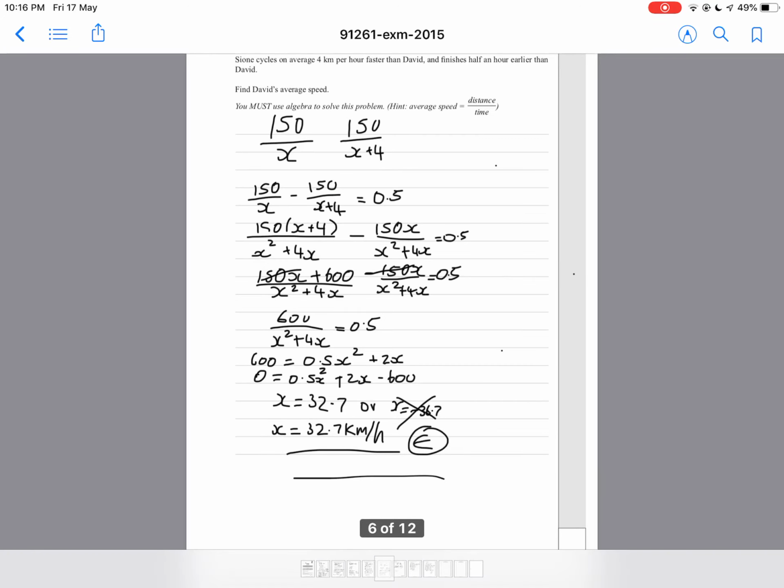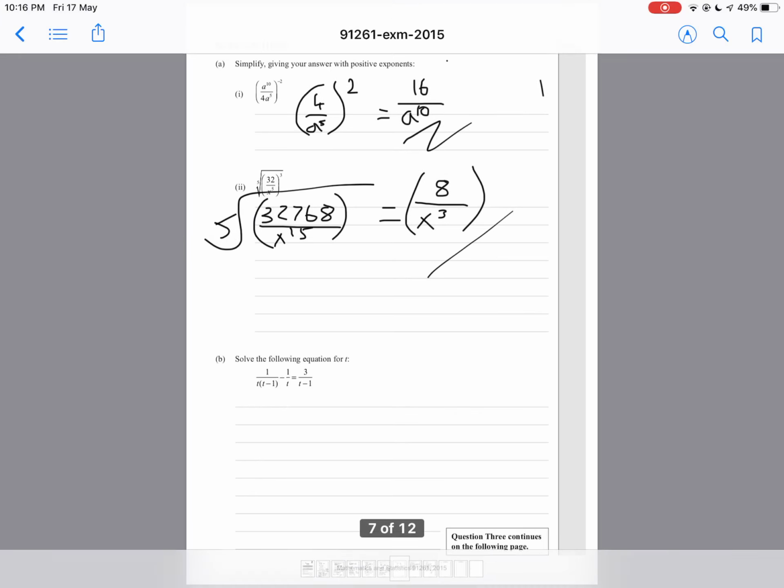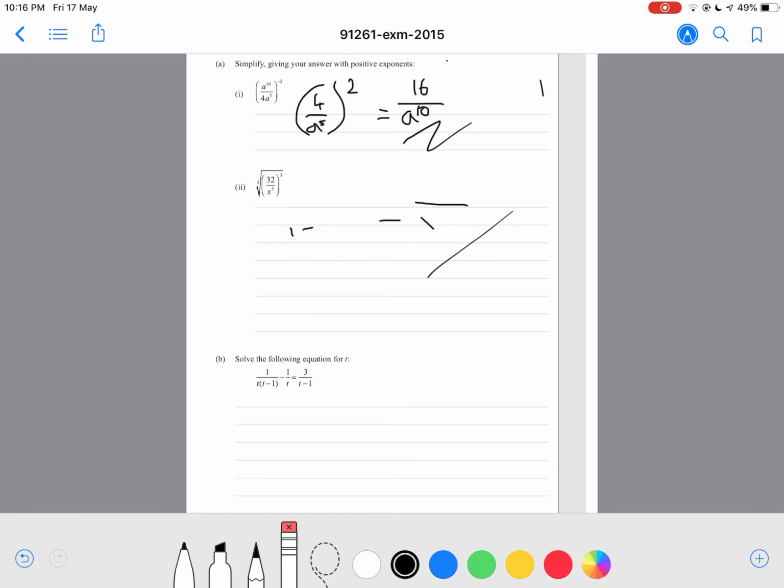Okay, so we'll move on to the third question, which of course I still have squidgy scribbles. Just bear with me, I just clear this off real quick. Okay, third question.